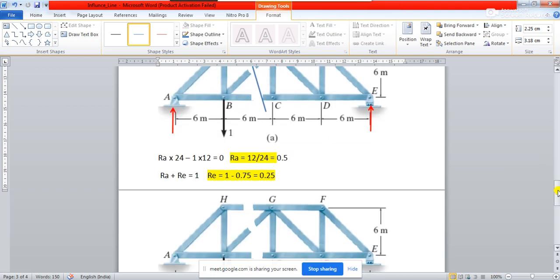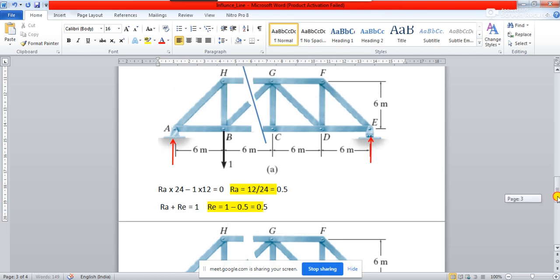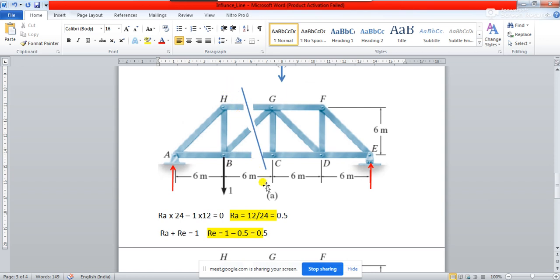When the location of the load is at C, again RA plus RE will be equal to 1. So how much will RE be? RE should be equal to 1 minus RA, and RA is nothing but 0.5, which we have calculated. So your RE is 0.5 and your RA is 0.5. Now again, what will you have to do?